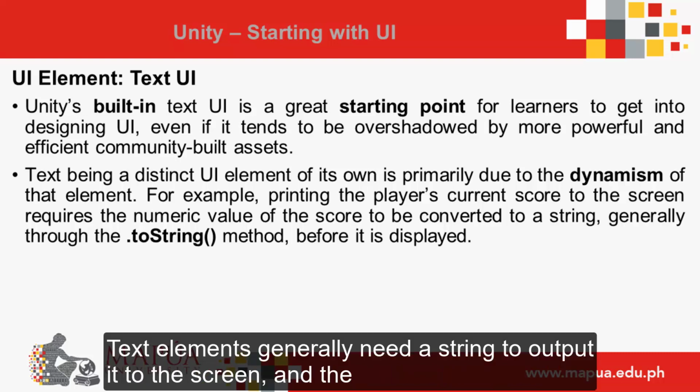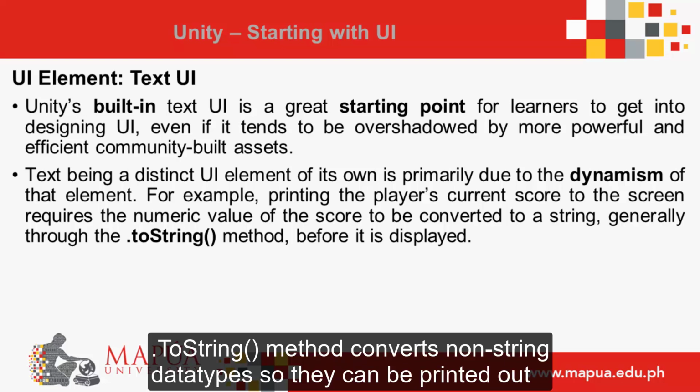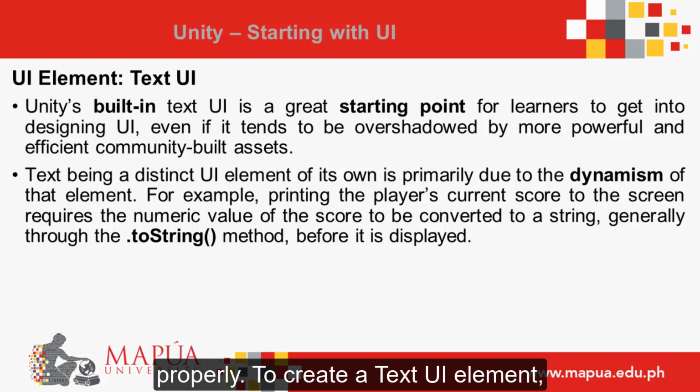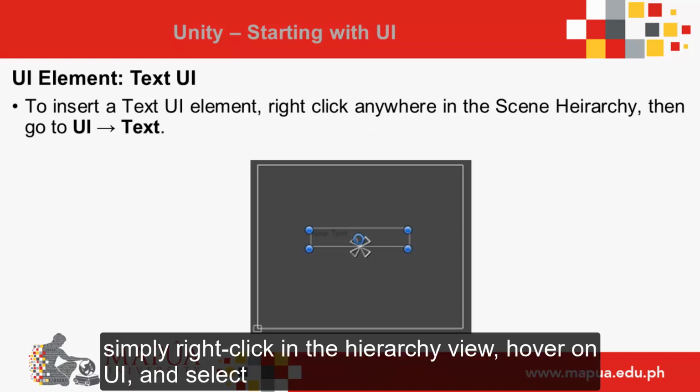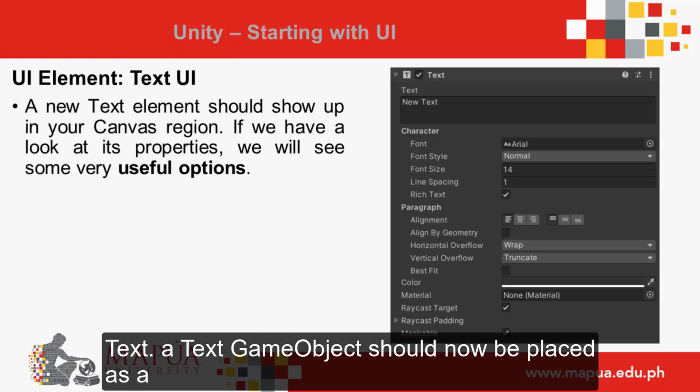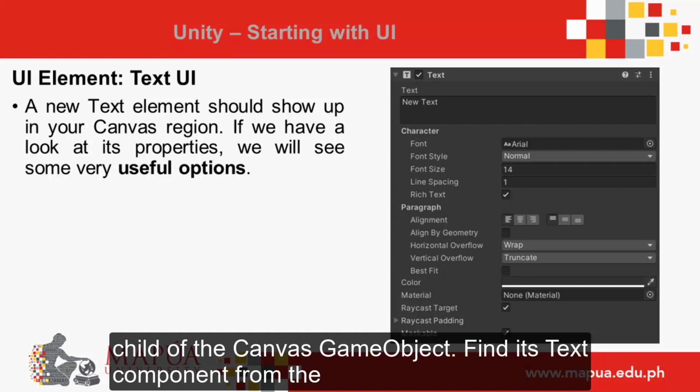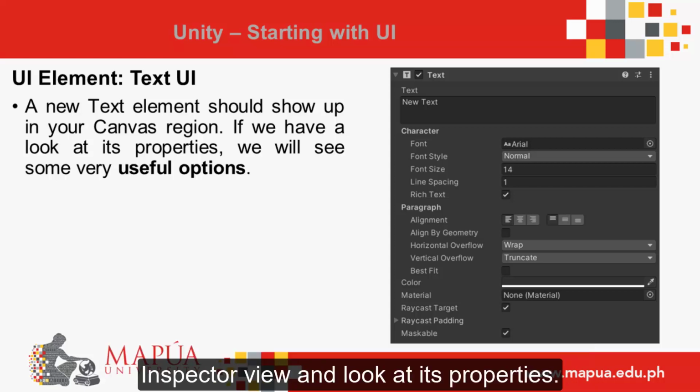Text elements generally need a string to output it to the screen, and the ToString method converts non-string data types so they can be printed out properly. To create a text UI element, simply right-click in the hierarchy view, hover on UI and select Text. A text game object should now be placed as a child of the canvas game object. Find its text component from the inspector view and look at its properties.